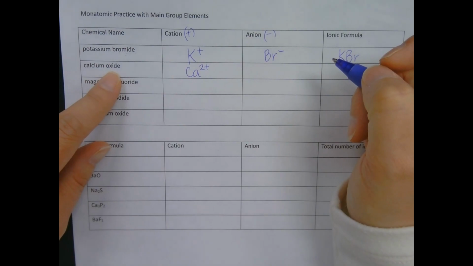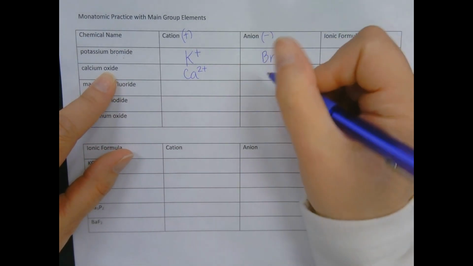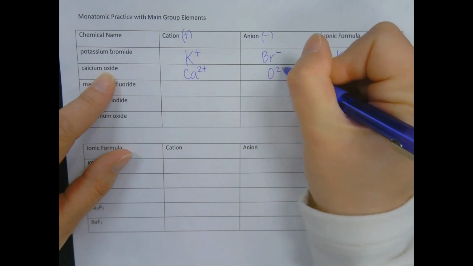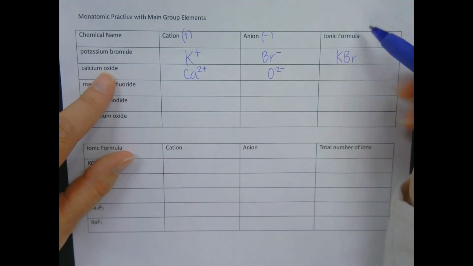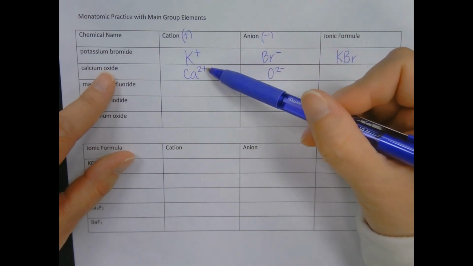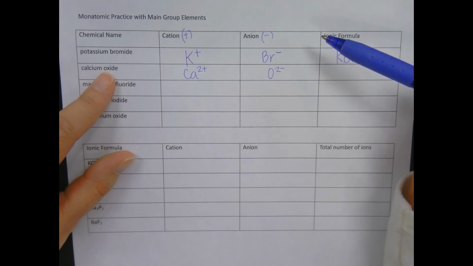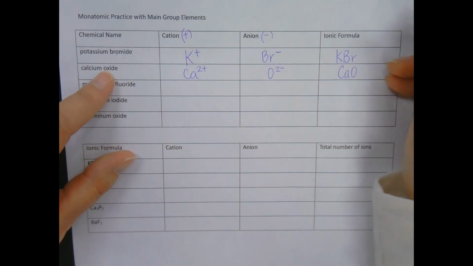Oxide, the ending changes to "ide," so we need to look at the root, ox, which comes from oxygen. Oxygen is in group 6A, which means it has a 2- charge because it has 6 and it needs 2 more. So if I write the ionic formula, the positive one goes first. This is again a 1-to-1 ratio. Or if I crisscross these, I'd have Ca2O2, which reduces to CaO.